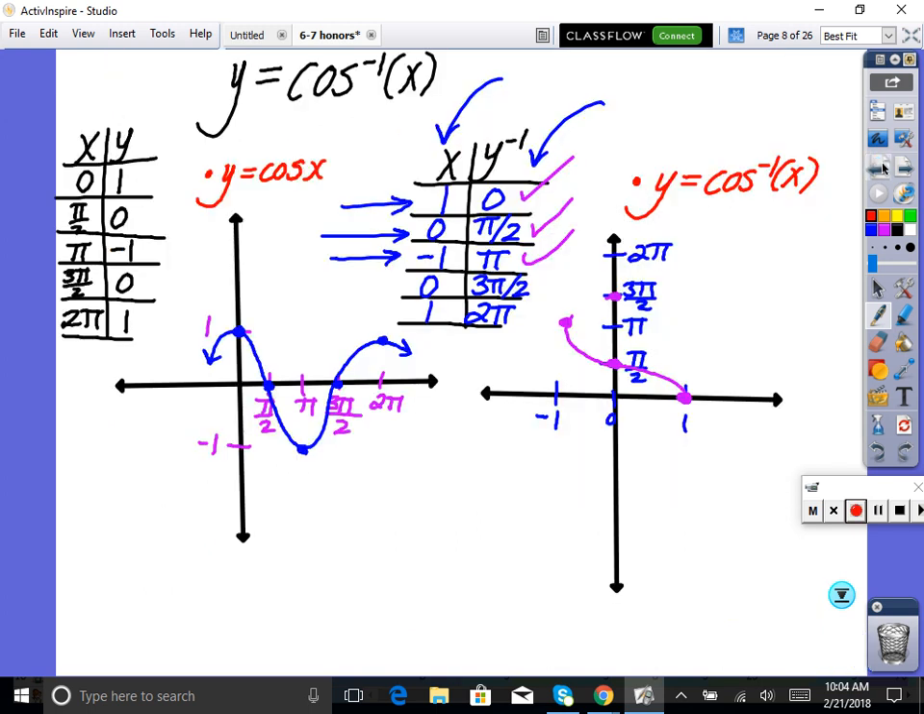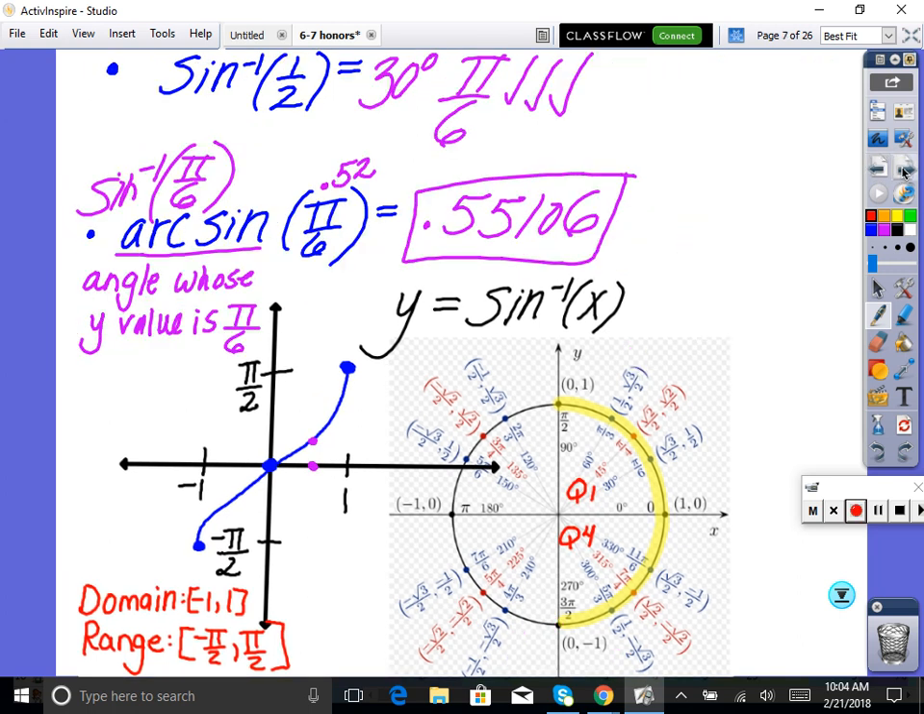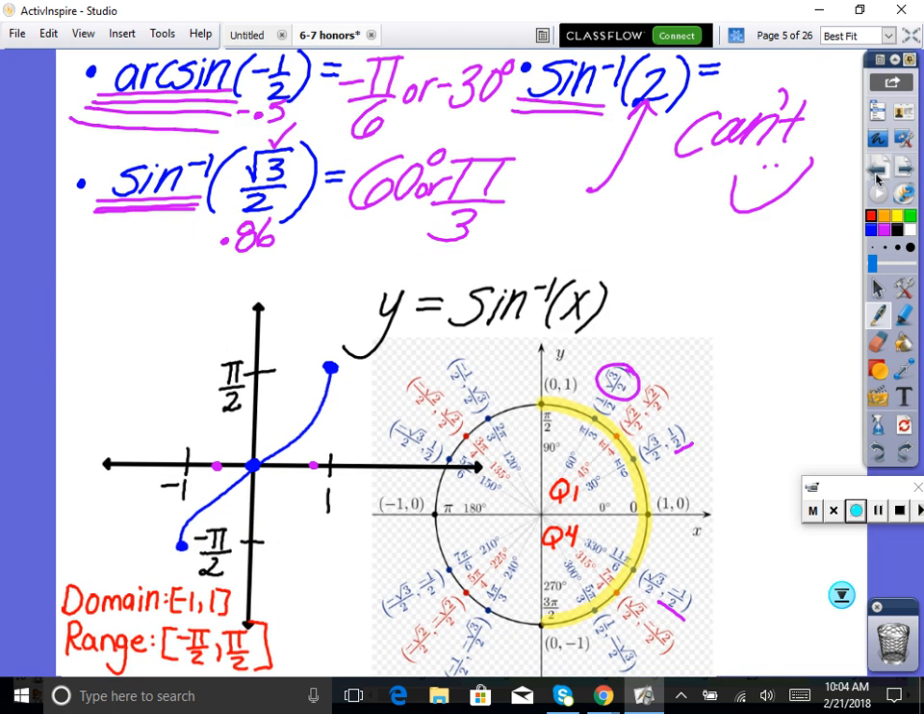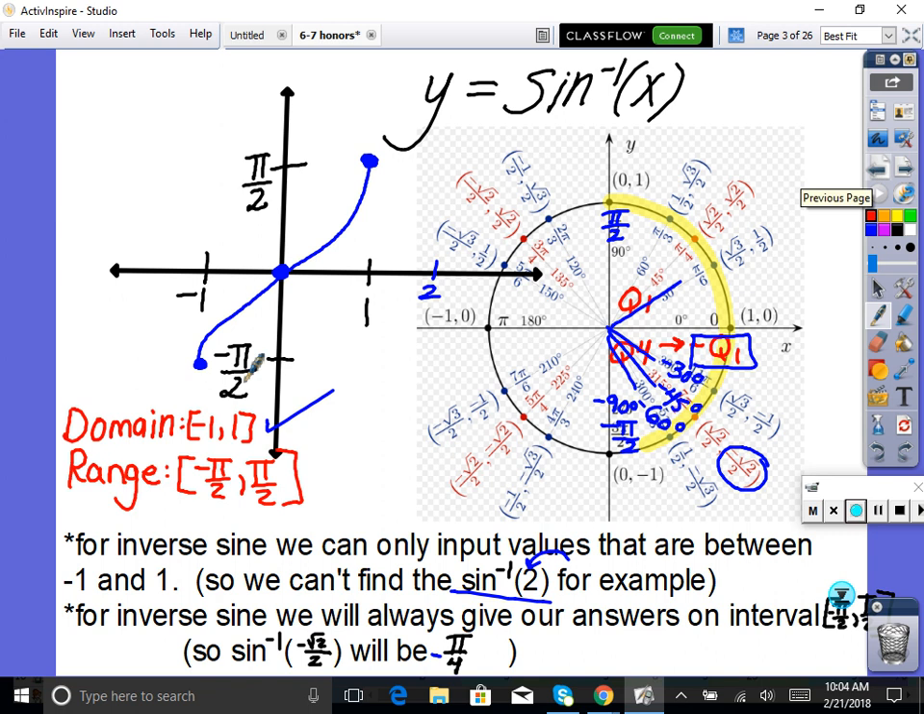I always have people ask, well, why did you graph sine? Why did you graph sine of negative pi halves? Why didn't you just start at 0? And that is a really valid question. So why didn't we just start at 0?